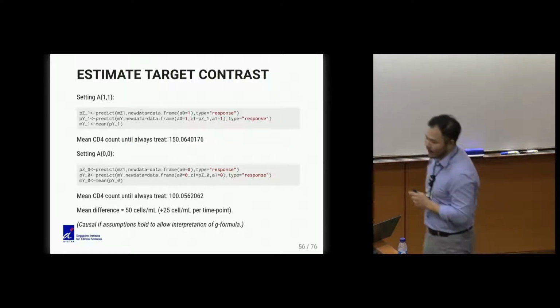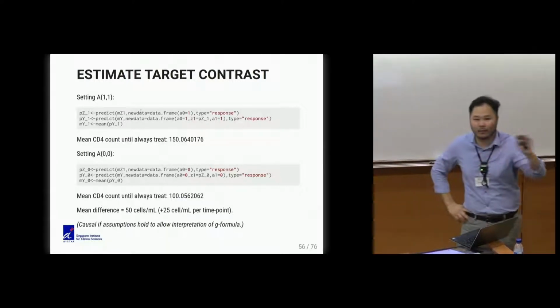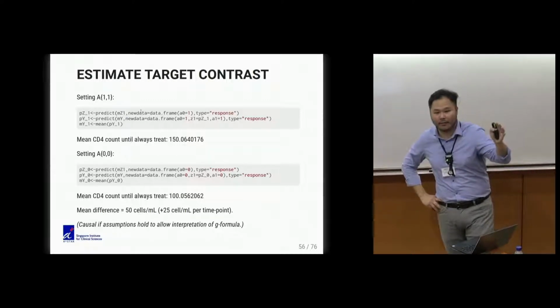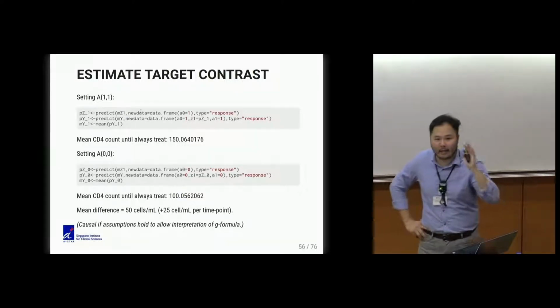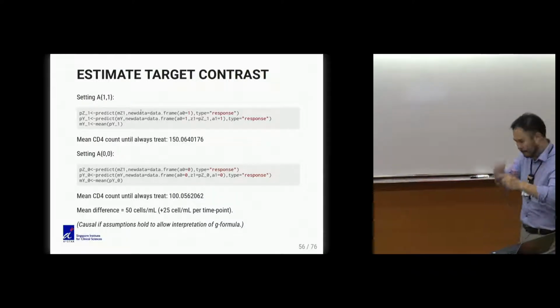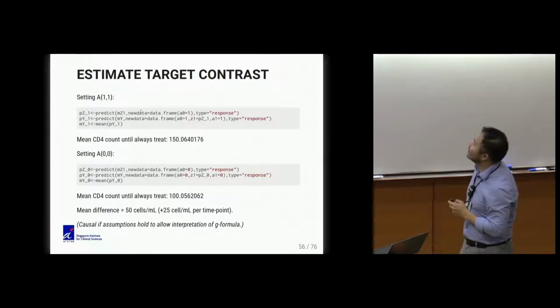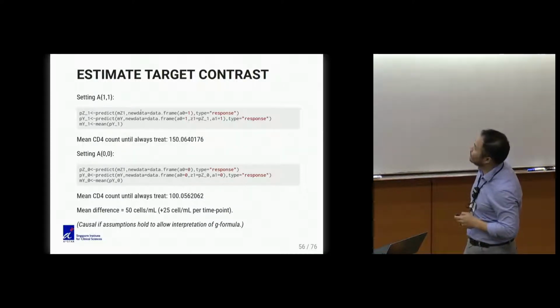I forgot to mention ahead of time that by design, from the simulated data, we know for a fact that the total effect is an increase of 50 cells per milliliter, and that at each time point it's equal to 25 cells per milliliter. So I know that as a quantity in advance. So this is according to what I expect.